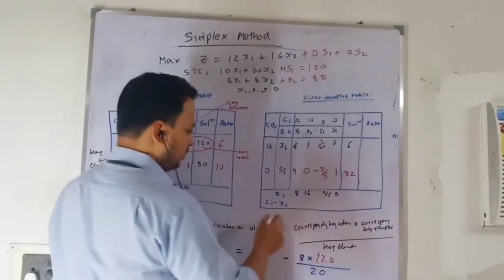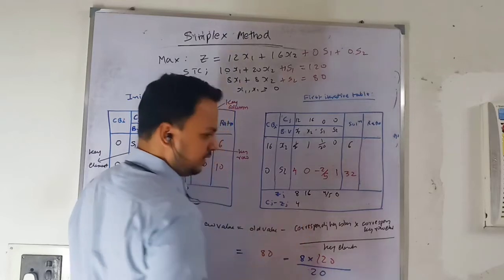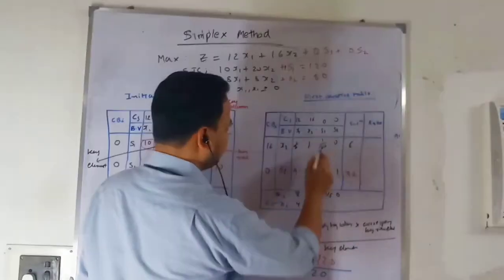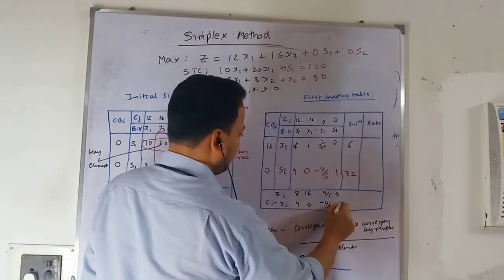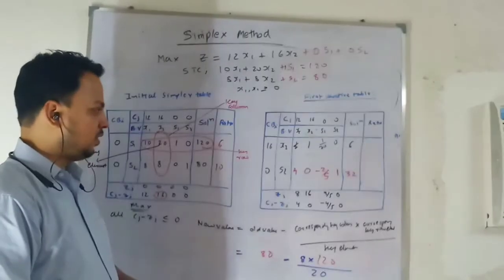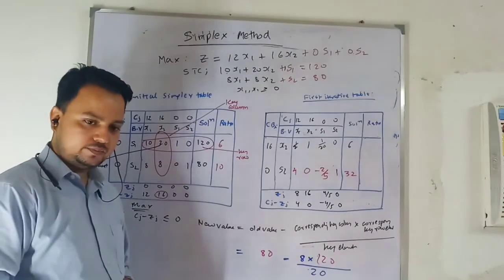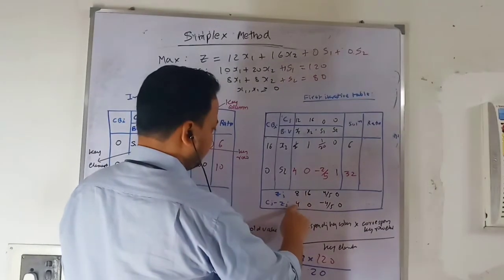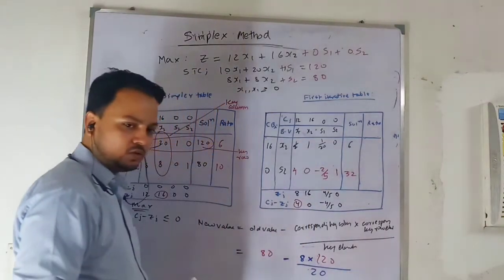Okay. Now check the Cj minus Zj value. What is the value you are getting? 12 minus 8, 4. It is positive. That means we have to do one more step. 16 minus 16 is 0. 0 minus 4 by 5 is minus 4 by 5. 0 minus 0 is 0. Now, since we are not able to get the optimality condition, we have to repeat the process. Where do I have the maximum value of Cj minus Zj? Here. This one. Yes or no?